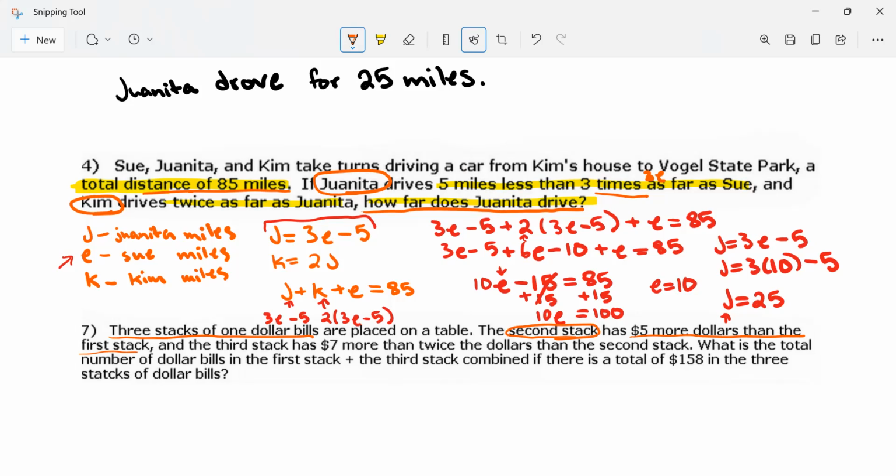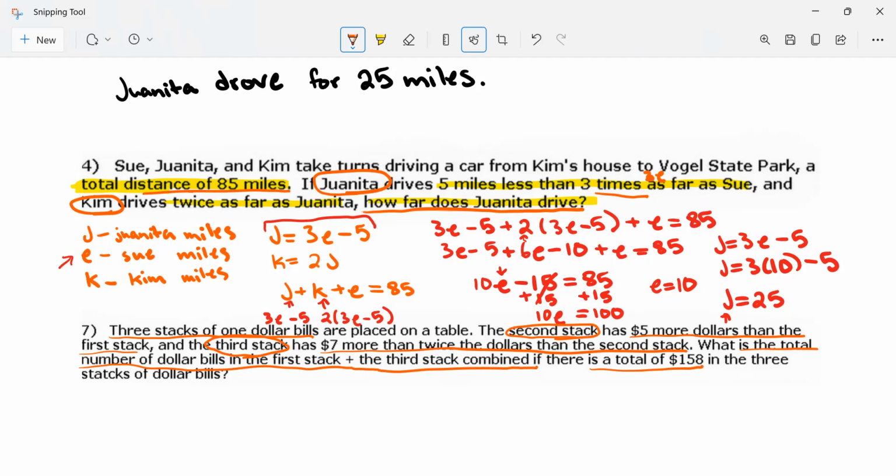The third stack has 7 more than twice the dollars in the second stack. We're going to circle this. What is the total number of dollar bills in the first stack plus the third stack combined? There's a total of 158 in the 3 stacks of dollars.